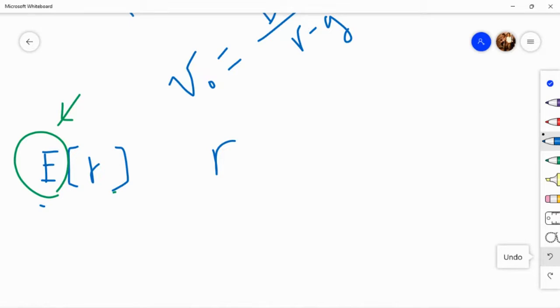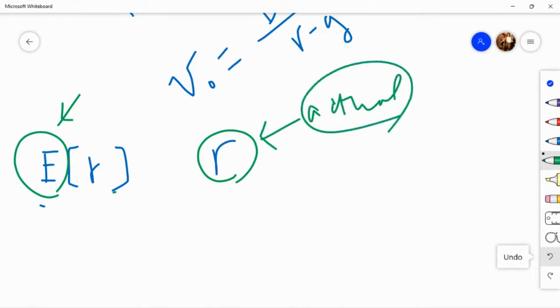This is the actual return, right? In other words, it's the realized return, or sometimes it's also used for required return, right? When we have the expectations operator, that means it's just an estimate.